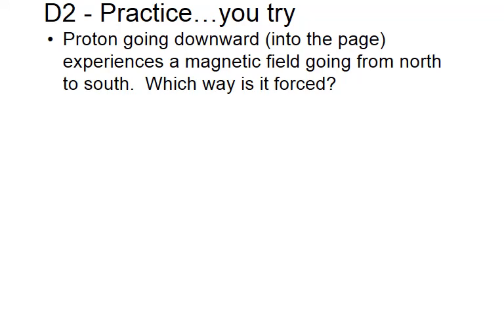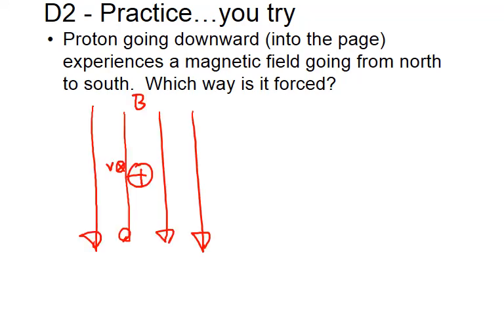Let's say we have a proton in this one that's going into the page and experiences a magnetic field going from north to south. So let's go ahead and draw this. We have the field going like this, and then the particle going into the page. The other side of the rocket has the tail. It's got an X, so X means into the page. Let's go ahead and try this one.